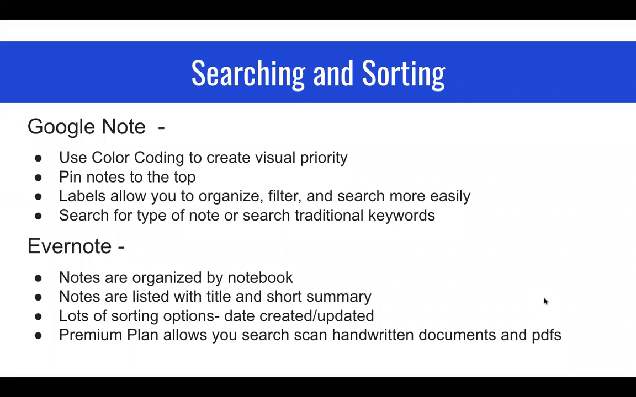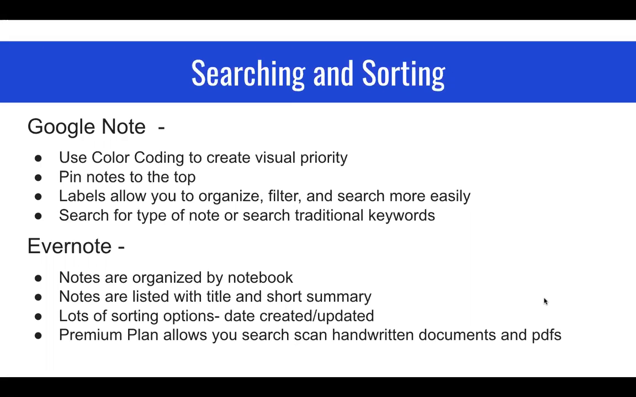Now, eventually, you're going to have a lot of notes, and you're going to have trouble finding the note that you need. Each note-taking app has a different way of helping you search and sort notes. In Google Keep, often people use color coding, either for must do, can wait, or different areas like Tech Tuesday, administration, that kind of thing. You can also pin notes to the top. There are labels which will allow you to organize and allow you to filter and search more easily. And you can also search for the type of note or search traditional keywords. And we'll take a look at that in a minute.